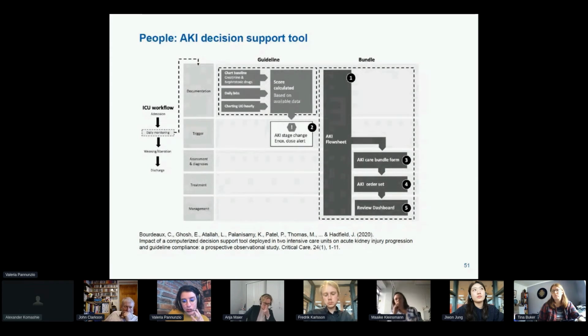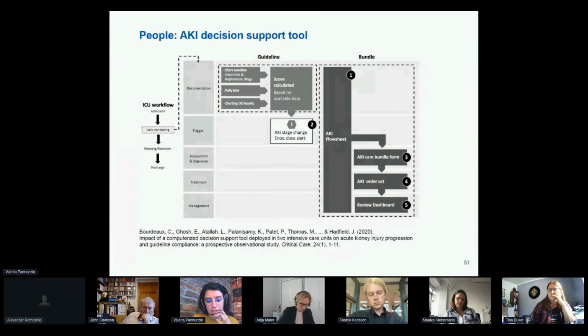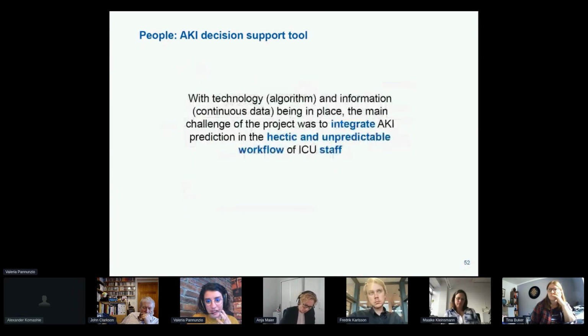And what we then needed to do was to build a service around it, to decide which staff member would get the notification that a patient was at risk of developing acute kidney injury. How would that notification be delivered? All these sort of things. In the end, we discovered that the main challenge of this project was not the technology, was not the information, but was to integrate this concept of acute kidney injury prediction into this very complicated workflow of intensive care staff.